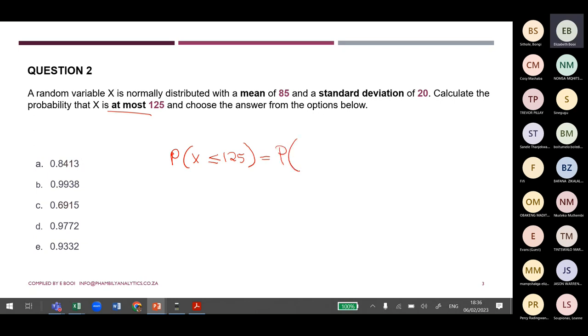Therefore, we need to find the probability that Z is less than or equal to, you write the formula, X minus the mean divided by the standard deviation. Now, this is your X, which you already defined because we wrote it. That is your mean. That is your standard deviation. And that is your X. Substitute into the formula and calculate.